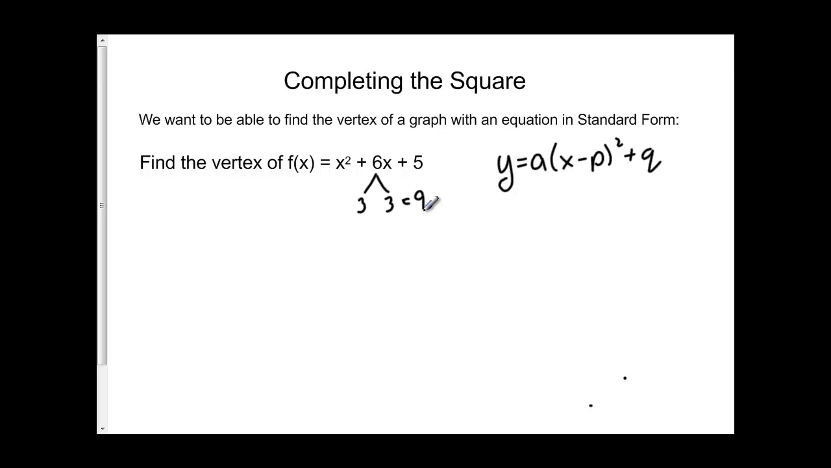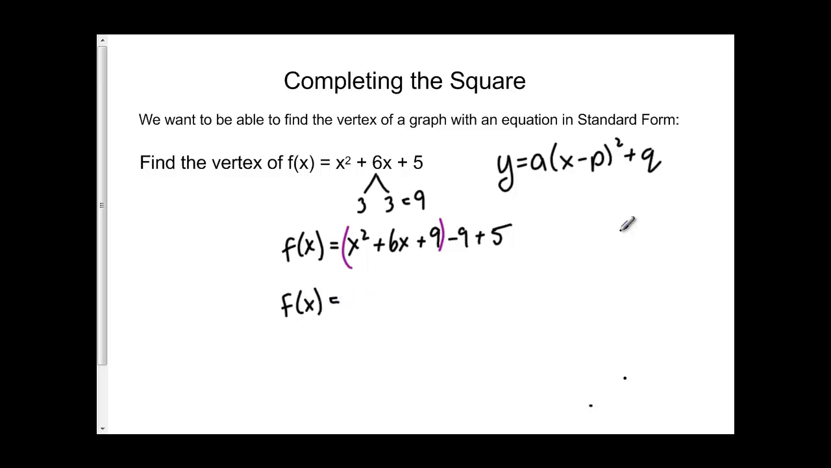But in order to keep the equation consistent, we're also going to have to insert a minus 9. So what this is going to look like, we've got f of x equals x squared plus 6x plus 9 minus 9 plus 5. To get the squared term in our equation, we're going to look at the trinomial we've created, which will be a perfect square trinomial, and we're going to factor it.